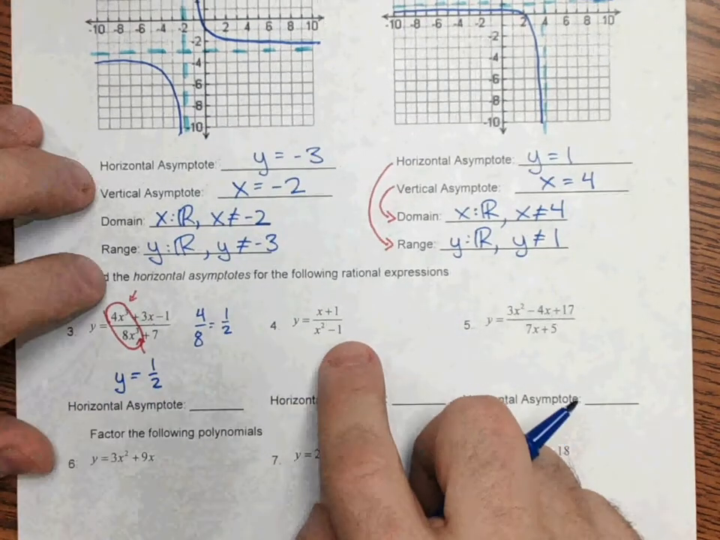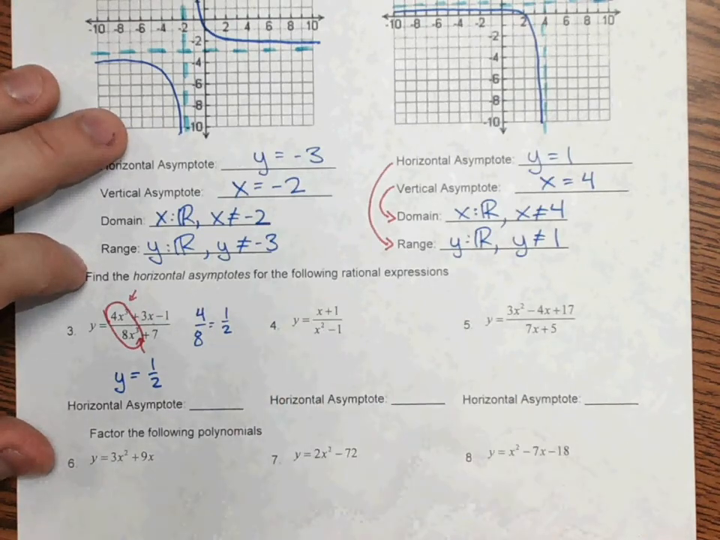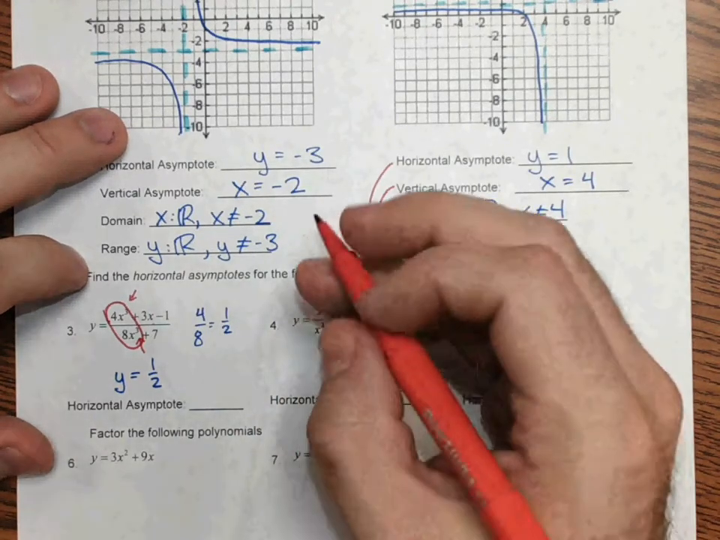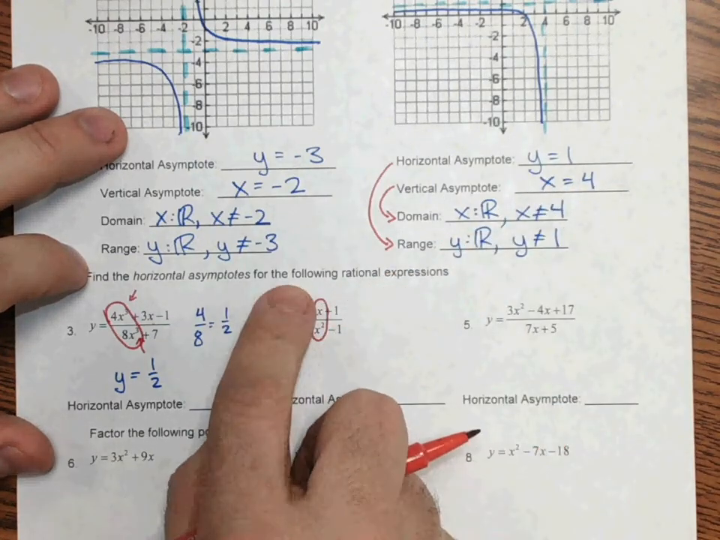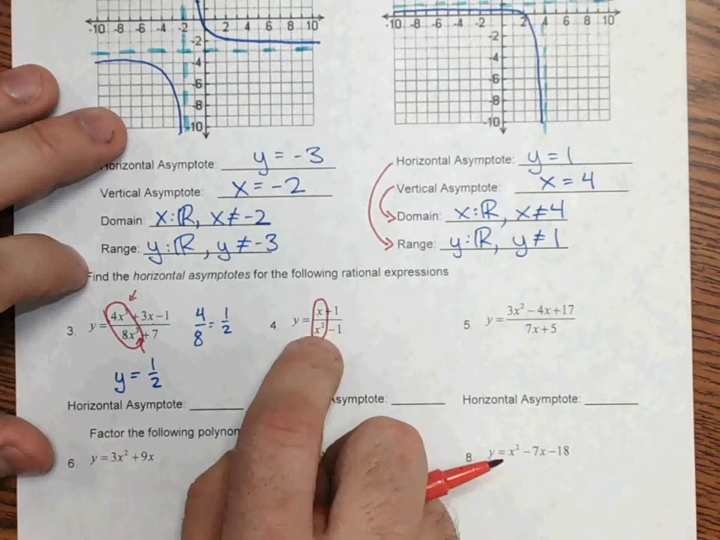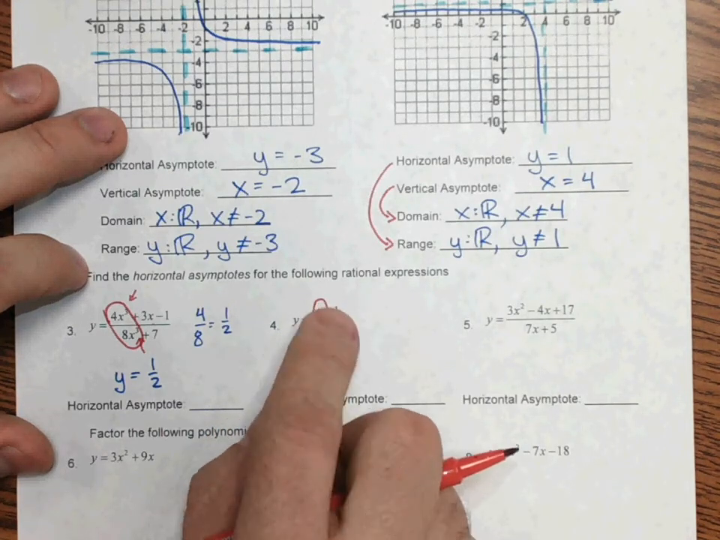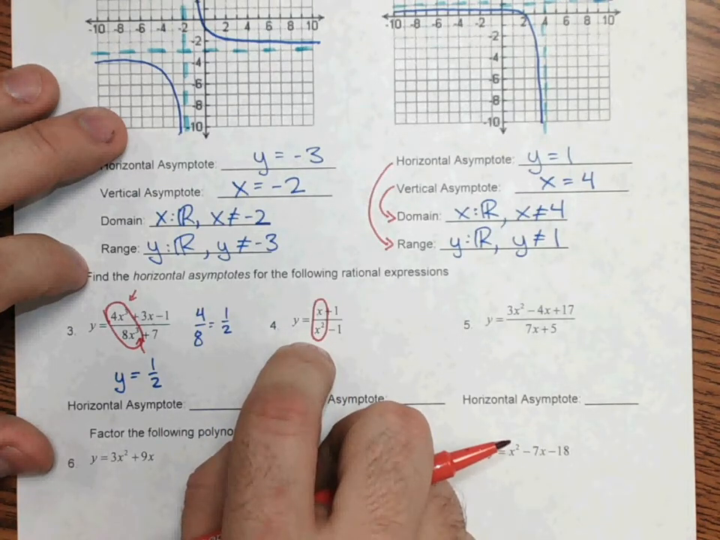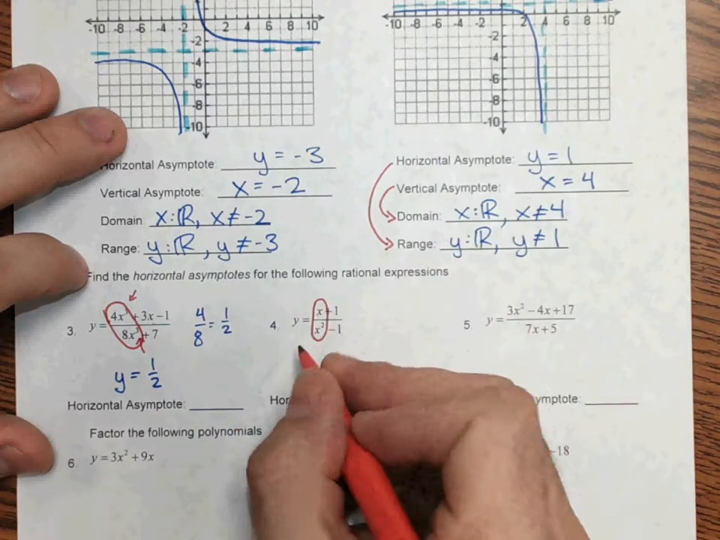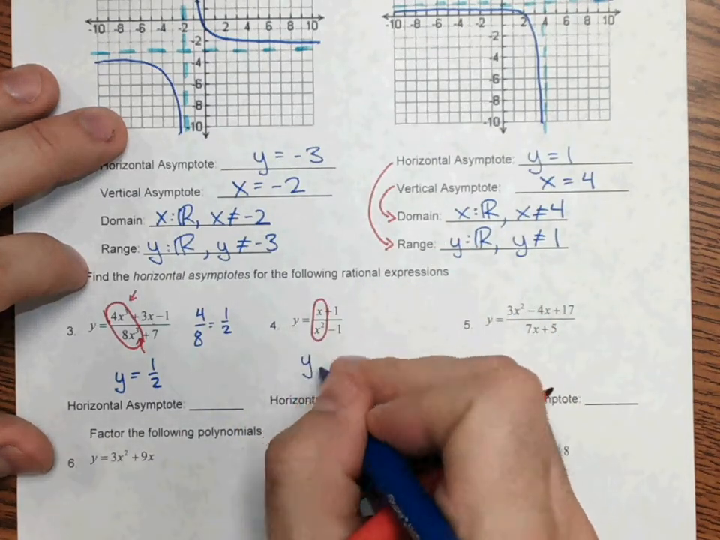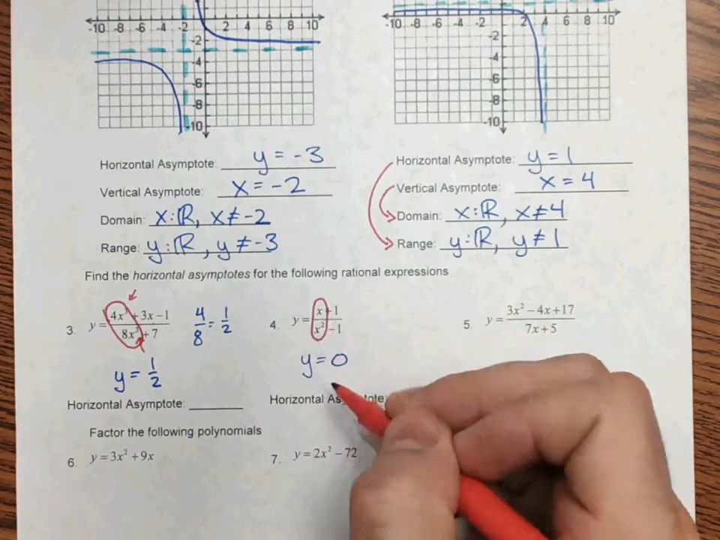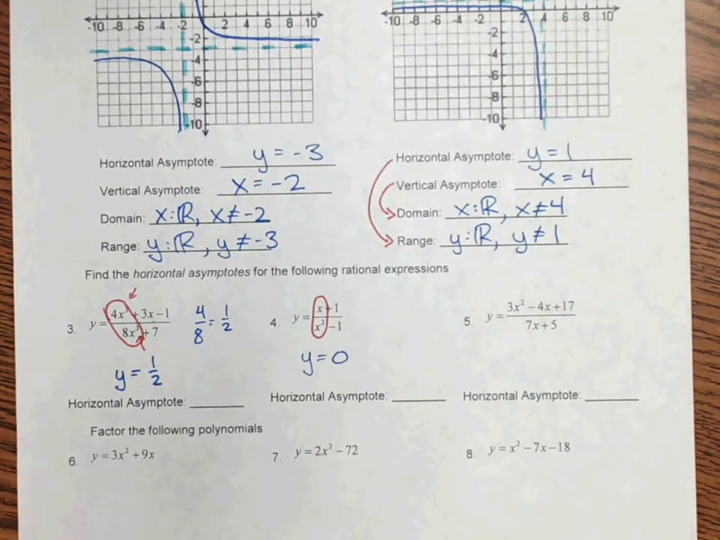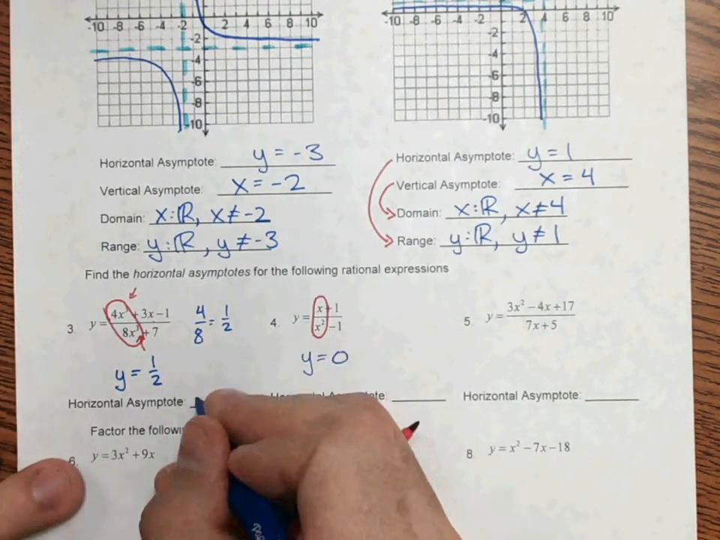Okay? Next question, same idea. We look for the biggest exponent on top and the biggest exponent on bottom. Well, that would be this. This one is bigger on the bottom, x squared. 2 is a larger exponent than just a regular x. If the bottom one is larger, that means we're going to have an asymptote at y equals 0. Don't even need to do any math. If the bottom exponent is bigger, that means that the horizontal asymptote is at y equals 0.